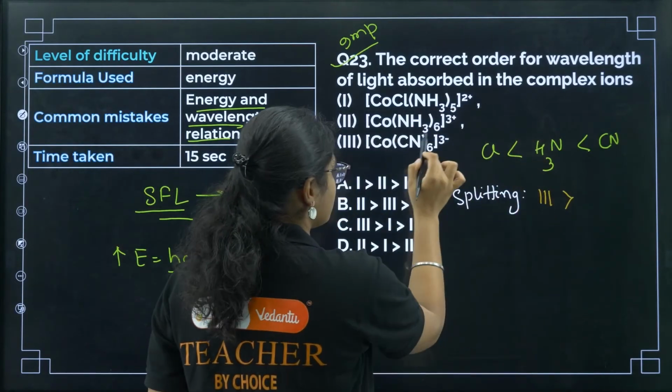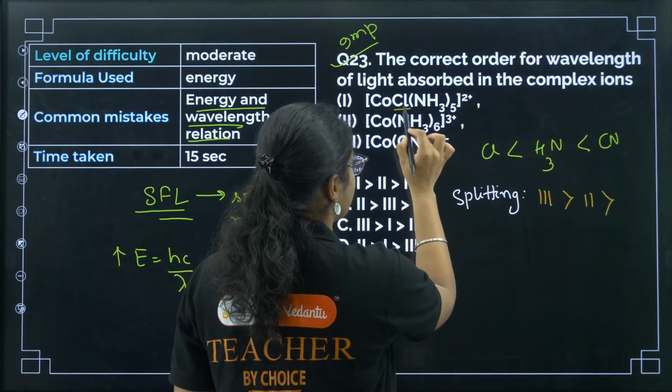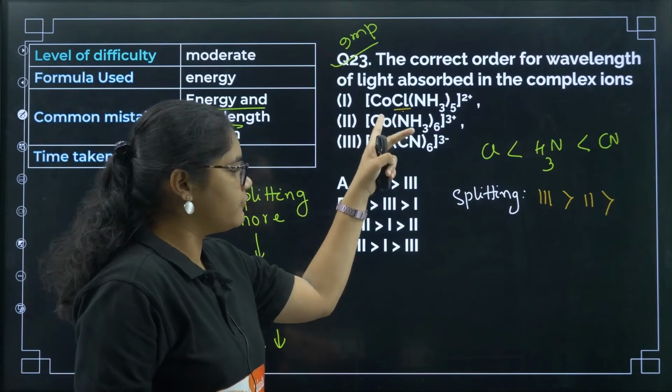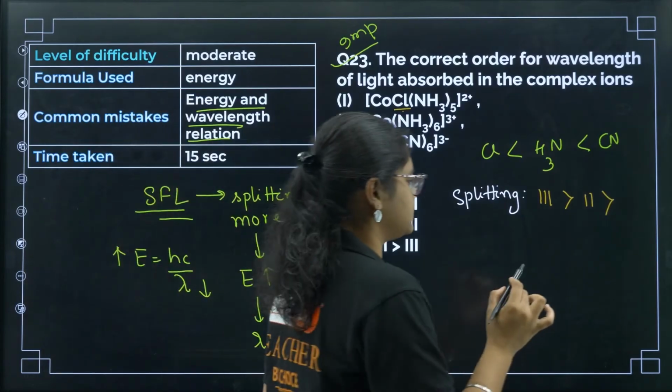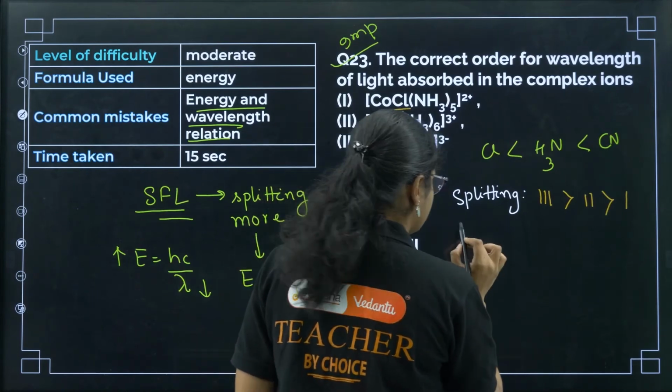Then here you have all the 6 as NH3, so this is 2, but here you see there is chlorine, like there are 5 NH3 and 1 chlorine. So compared to 2 and 1, 1 will have less splitting. So this is 3 to 1. Splitting will be in this way. The same will be the energy order.